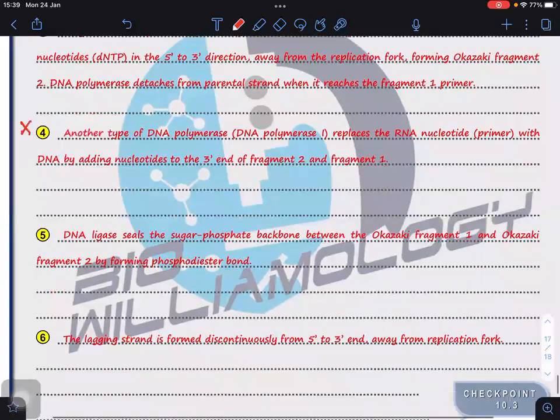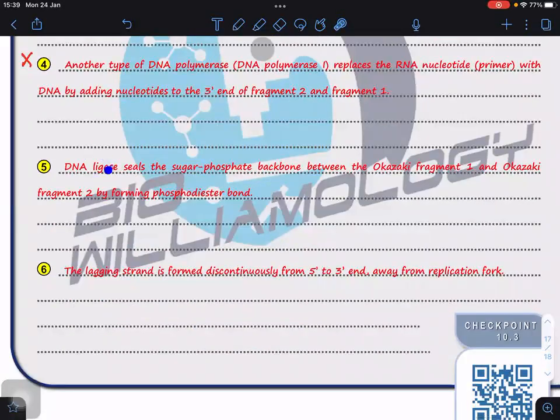Then we need DNA ligase to seal the sugar phosphate backbone by forming the phosphodiester bond. The lagging strand is formed discontinuously from 5' to 3' away from the replication fork. Okay, so now no worry, I'm going to summarize.